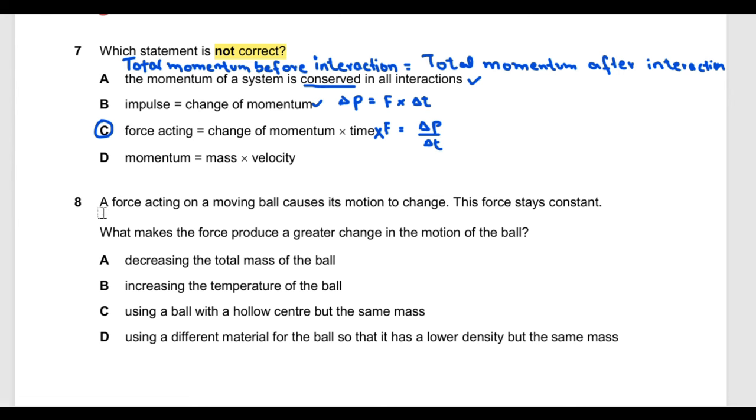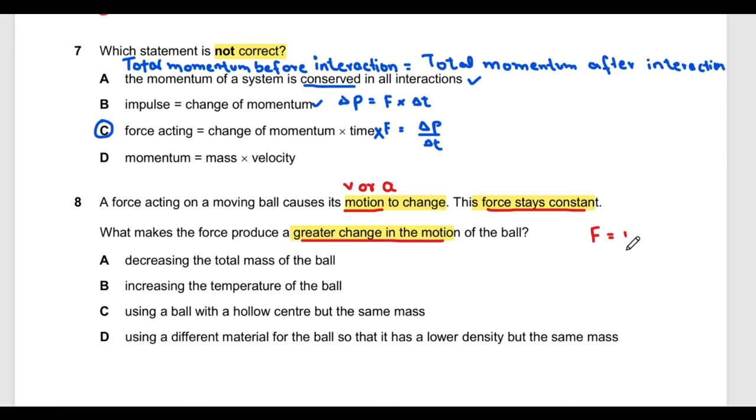Question 8 says a force acting on a moving ball causes its motion to change. The force stays constant. What makes the force produce a greater change in motion of the ball? The motion to change means that it is changing the velocity or it is accelerating the body. We want the force to stay constant and the change in motion to be as great as possible.